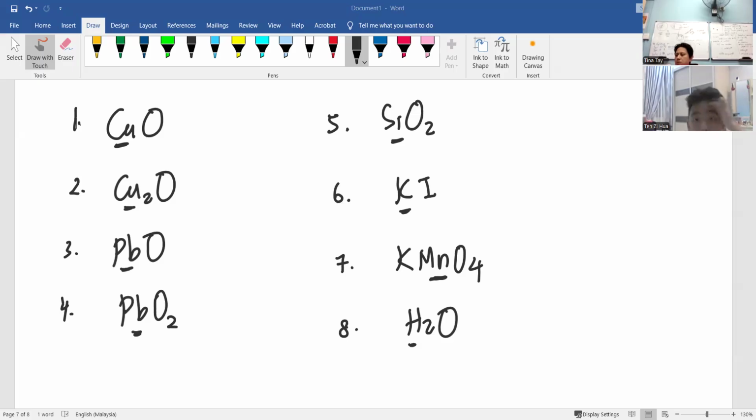So only need to find the oxidation number of the thing you underline? Yes, but you need to find the total first. Remember the total is 0. Algebra. And then try and name it also, okay?